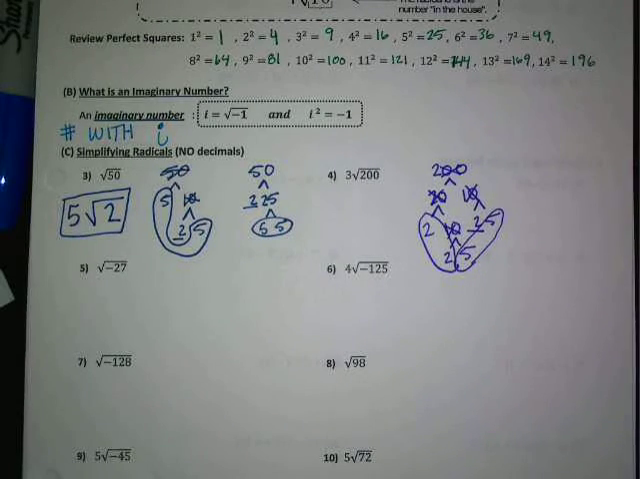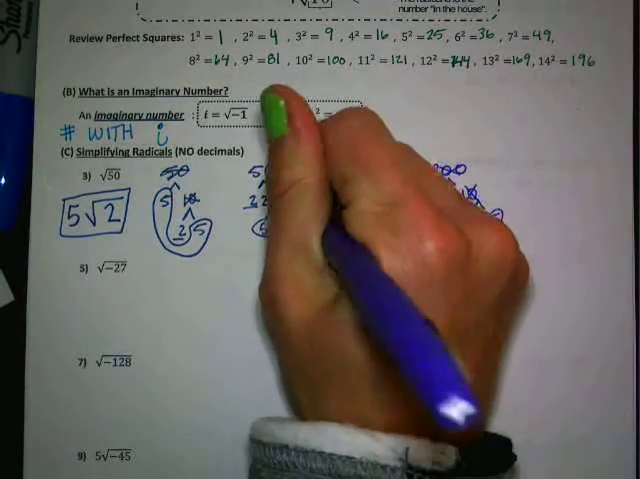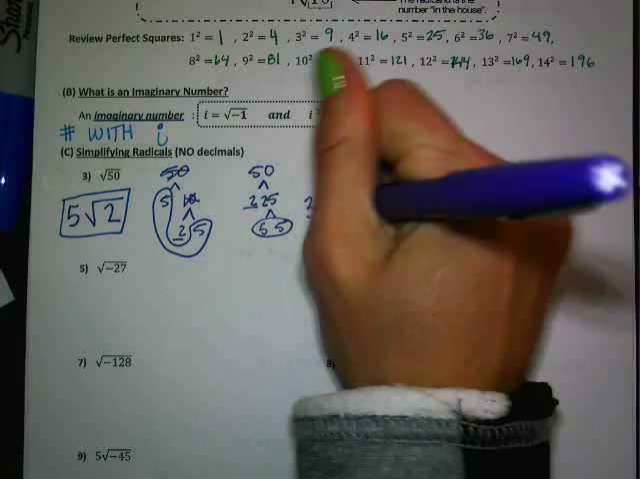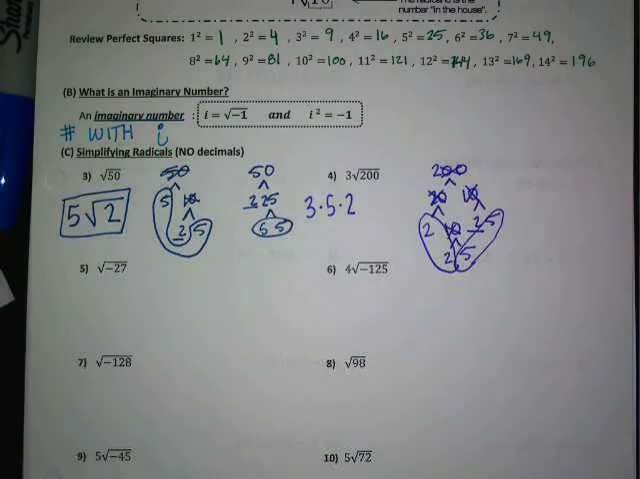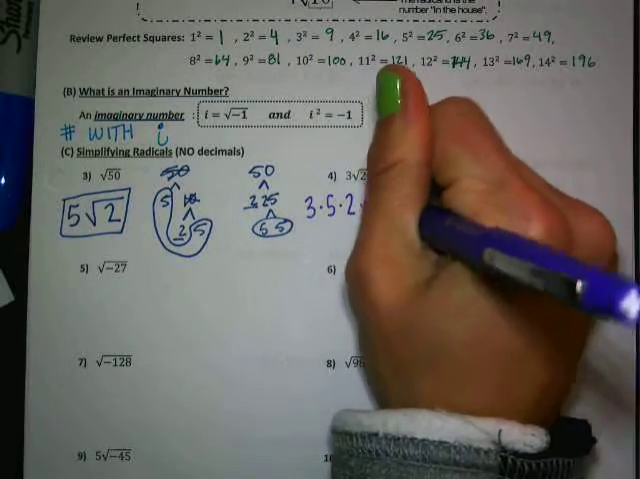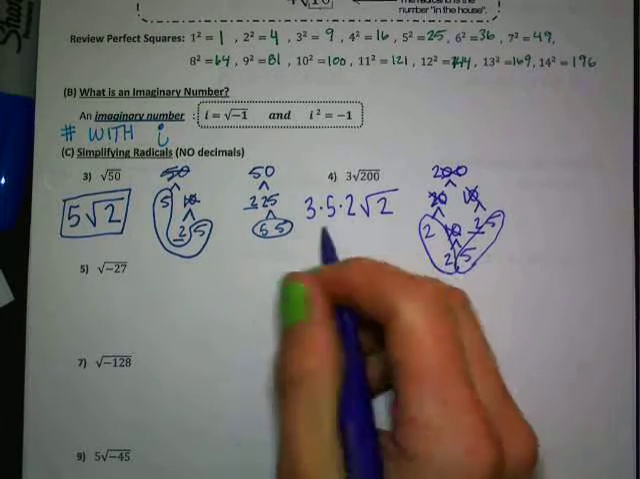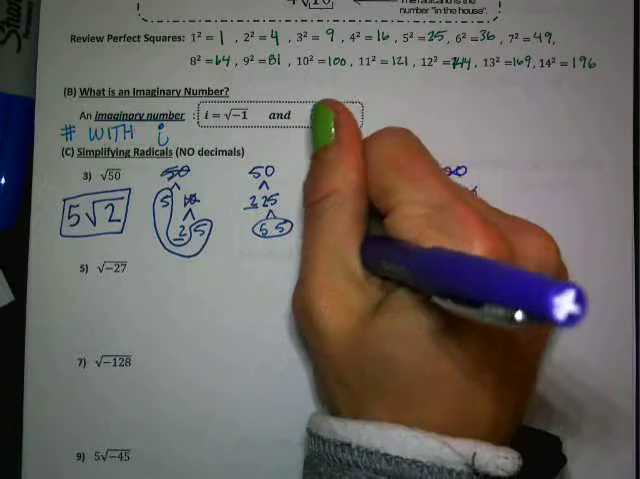So 3 is already out here on a date. What else is going on a date? The 5 and the 2. And what is left over? The other 2. Now, the numbers on the outside, you're going to multiply them. If you have multiple pairs or multiple leftovers, you multiply. So 3 times 5 times 2 is 30. 30, square root of 2.